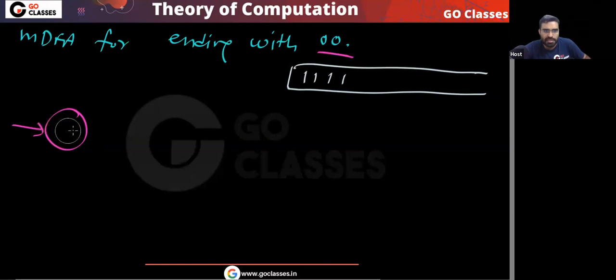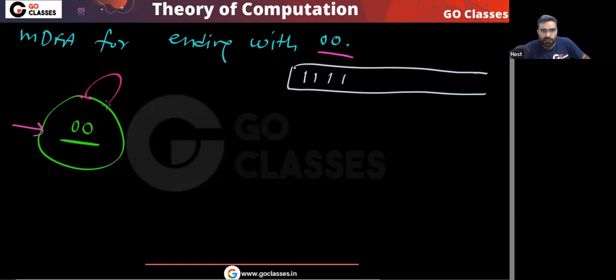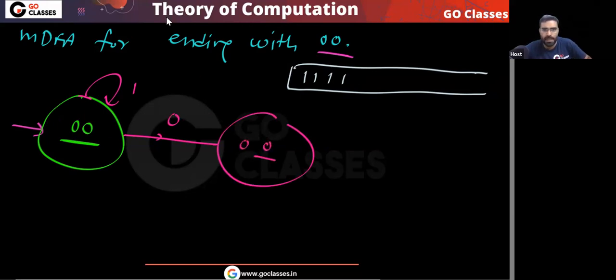So remember, in the initial state, I am waiting for 0, 0. In this state, if ones are coming, I will ignore. If 0 comes, then I'm thinking that I have seen one 0. Now I'm waiting for one more 0. I have seen 0, and I'm waiting for one more 0. Now this state is done.